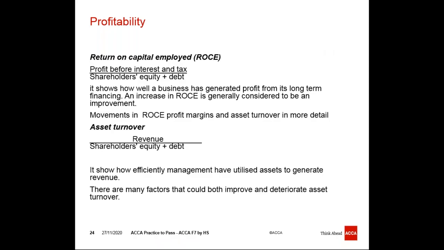So if there is an improvement in the return on capital employed, then it generally means that the company is generating good profit margins. And if there is an increase in the asset turnover, it means the company is earning good revenue from the assets employed or the capital employed.